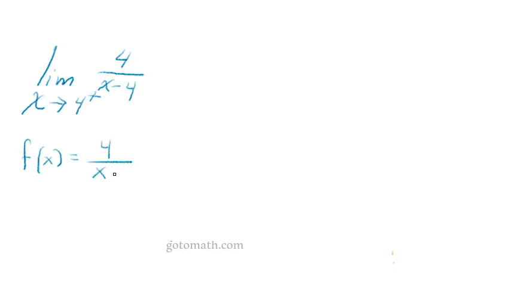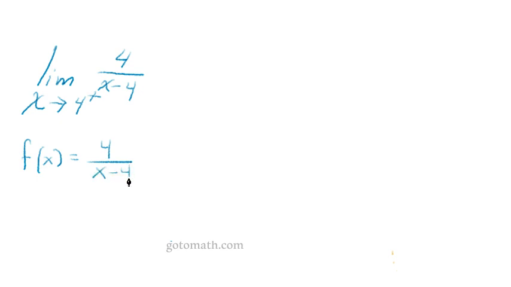We're taking the limit. That's what we're doing. Take the limit as x approaches 4, coming in from the right hand side, that's what that plus sign means, of 4 over x minus 4. Alright, let's say that we're going to name our function f, 4 over x minus 4.